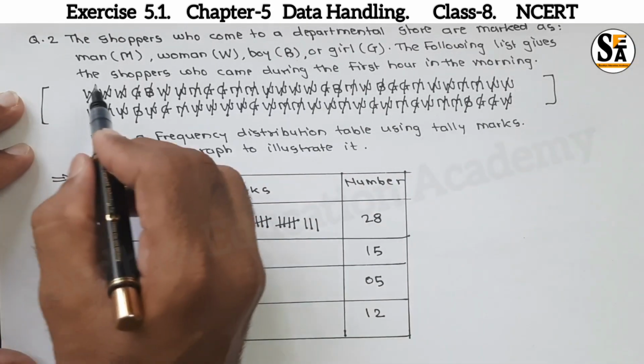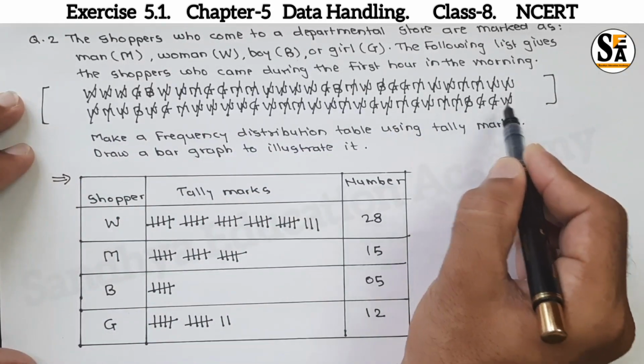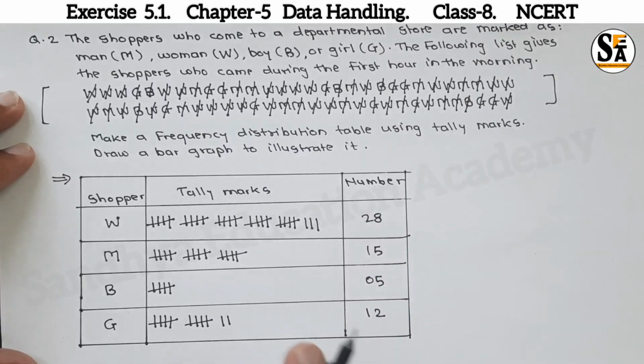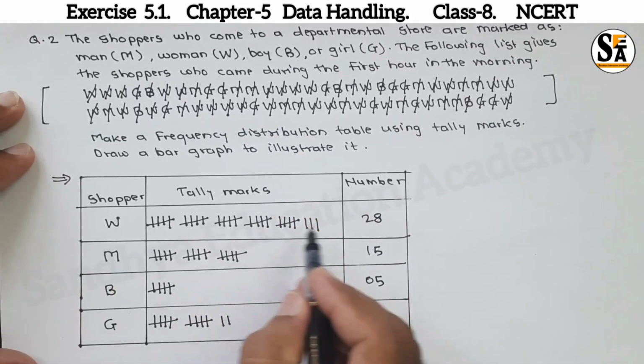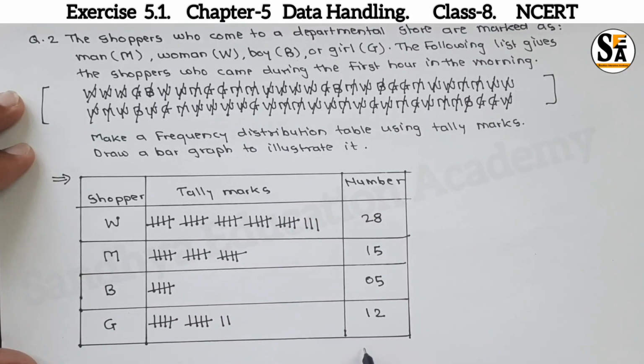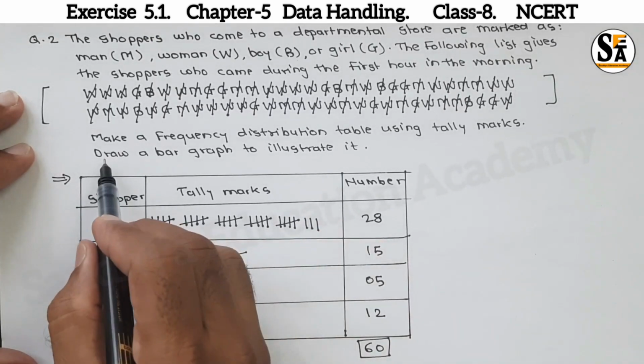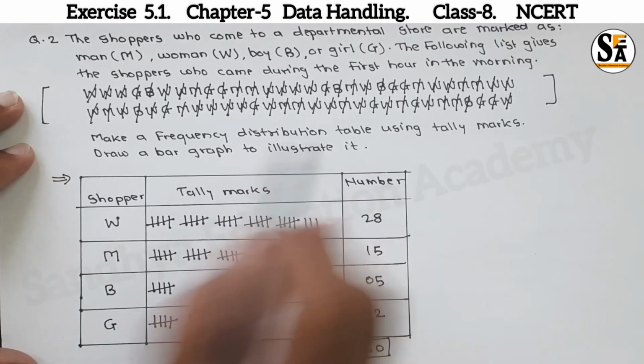So just count here: 1, 2, ... 59, 60. This means the tally marks we have marked here are correct. The total is 60 and we are making them perfectly. Thus we have made these tally marks. Now what is asked? Draw a bar graph to illustrate it.